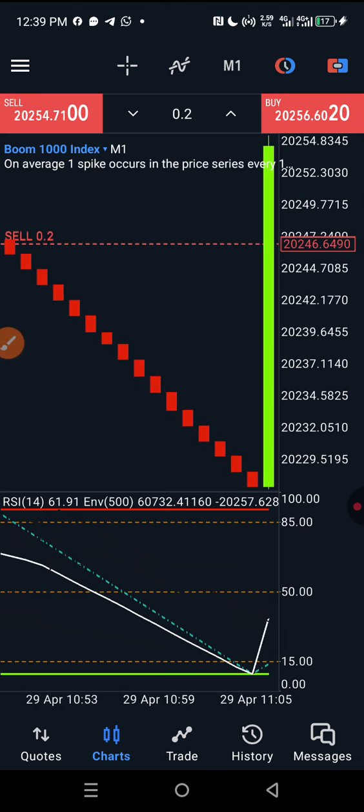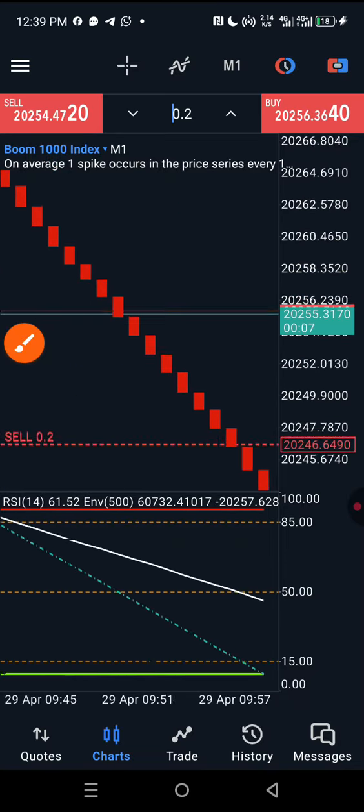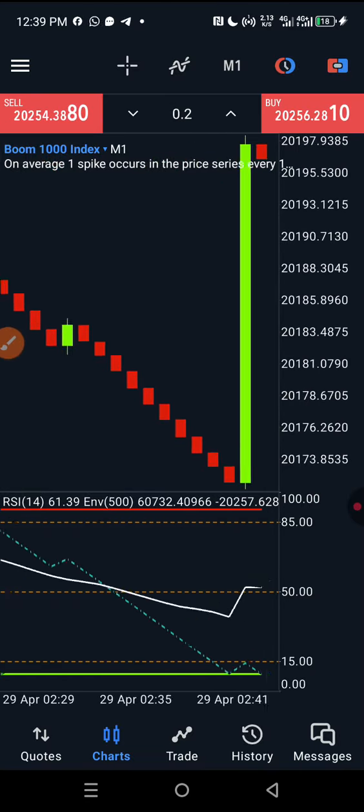I see it because both of them pointed. I see the way they pointed at this green down here. You see how they pointed. So each time they point, it signifies that a spike will occur. Okay, let's go back to previous markets while waiting for the one that will happen now again.